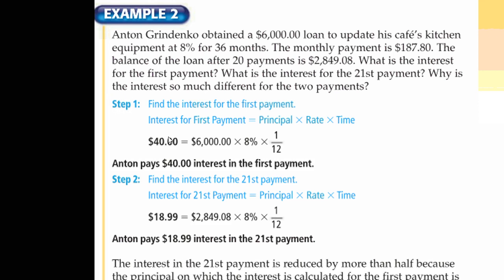For the 21st payment, we are taking what we owe, which is $2,849.08, multiplying that by 8%, and dividing it by 12. So our interest on that 21st payment is $18.99. The reason it's so different is because at first we owe $6,000, and then after 20 payments, what we owe is less, so the interest we're paying on it is also less.